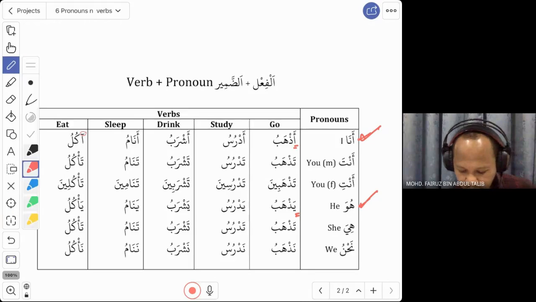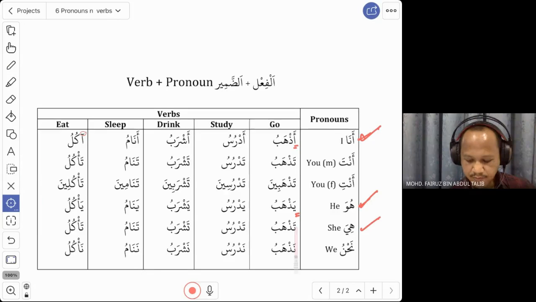Okay. Now, we move to hiya, she. How to say hiya? For ana, you say a. For huwa, you say ya. For hiya, we say ta. So, for the word azhabu, it becomes tazhabu. Again. Azhabu, for me, I go. Yazhabu, he goes. Tazhabu, she goes. So you can combine and you say hiya tazhabu.